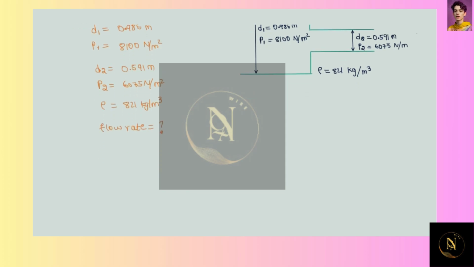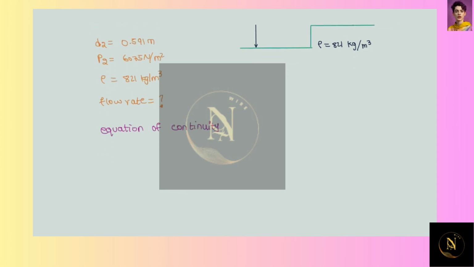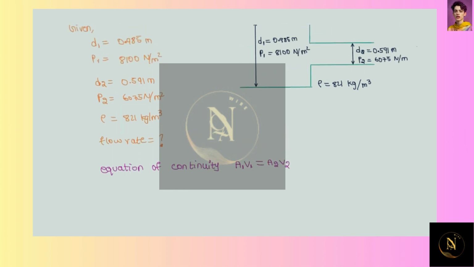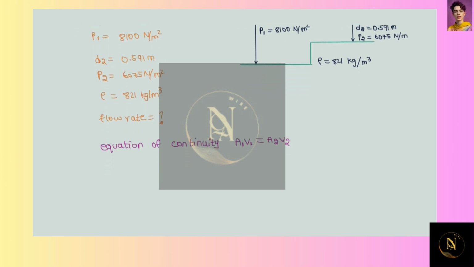We know the equation of continuity: A1 V1 is equal to A2 V2. Here A1 denotes the cross-sectional area of the first section, A2 is the cross-sectional area of the second section, V1 is the velocity of oil in the first section, and V2 is the velocity of oil in the second section.